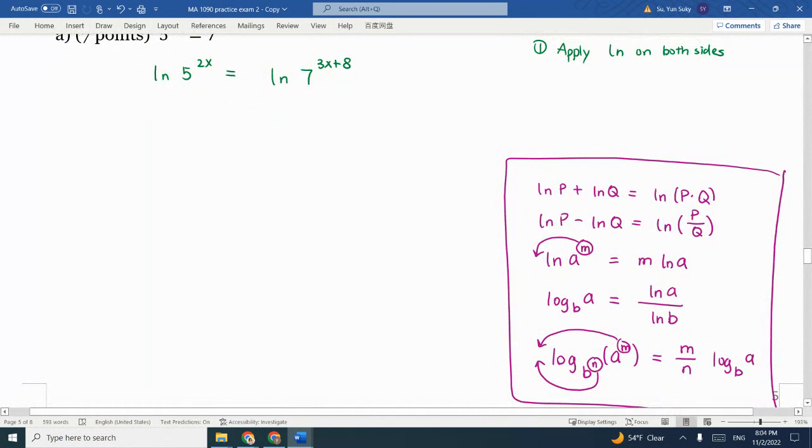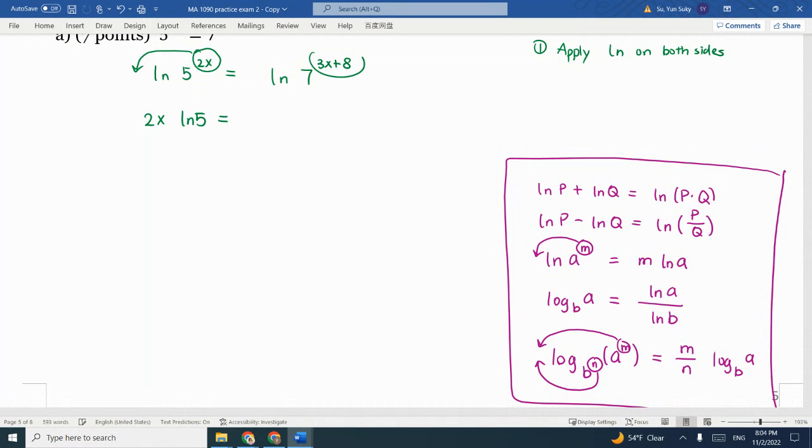Now we apply ln on both sides. So the exponents, we can move in front. So we get 2x times ln of 5. And then here we move it down in front, so we get 3x plus 8 multiplied by ln of 7. And be careful, the common mistake is students might forget about the parentheses. If we forget the parentheses, then that would be wrong, so be careful. And then now we continue.